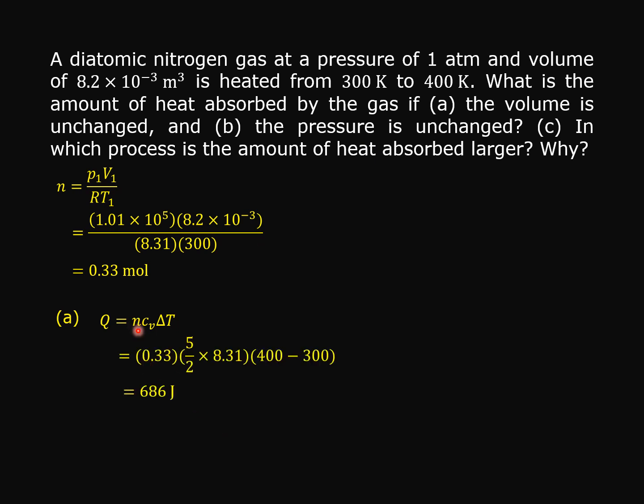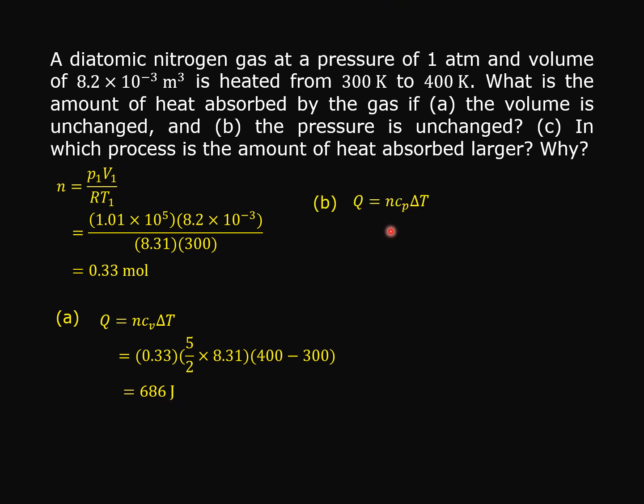Now we substitute n as 0.33 mole. Cv for the diatomic gas is 5 over 2 R, where R is the gas constant. And delta T is the final temperature minus the initial temperature, which is 400 minus 300. Then we get the heat absorbed by the gas when its temperature changes from 300 to 400 K at constant volume is equal to 686 joule.